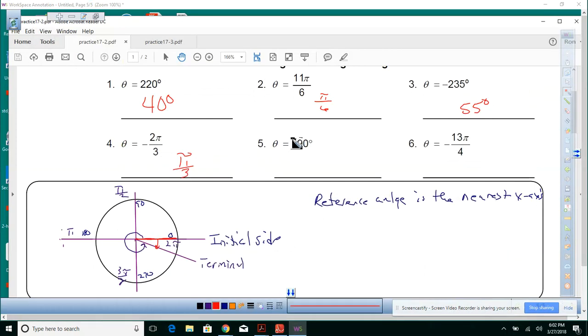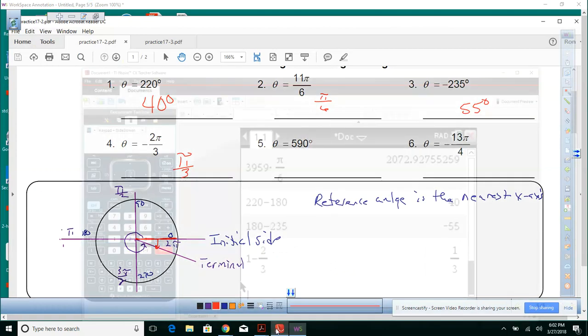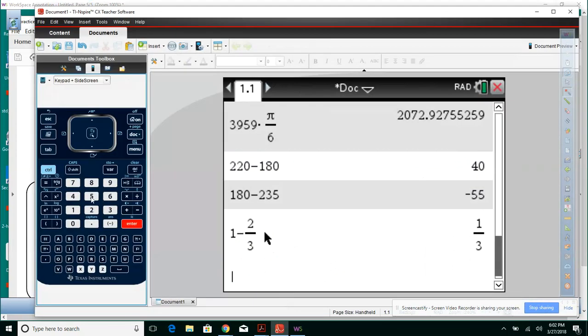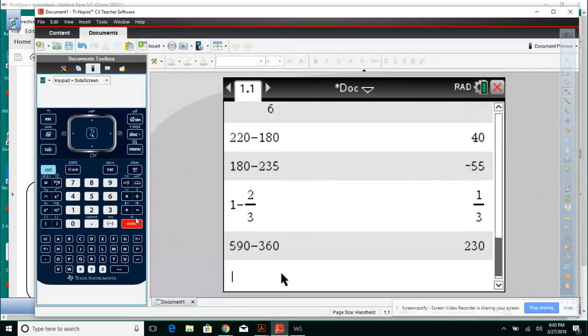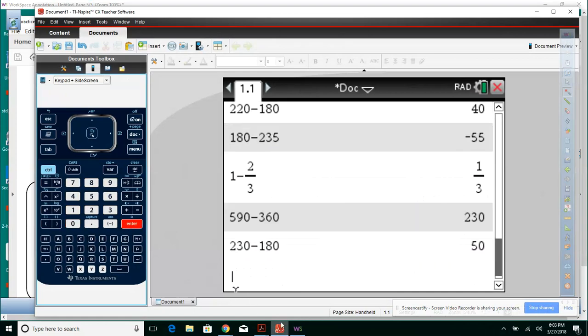Okay, well, what about 590 degrees? Okay, we start here, and that's 360. So let's see, 590 minus 360 is going to be 230. That's going to be in here, 230. So 230 minus 180 gives you 50 degrees.